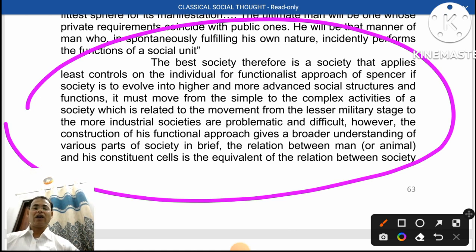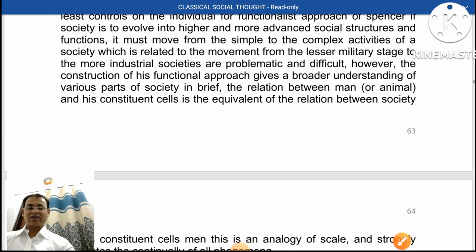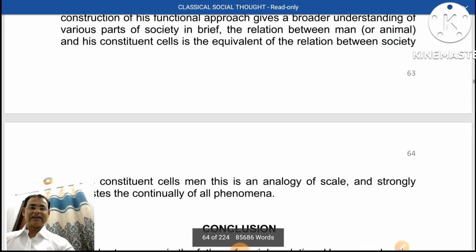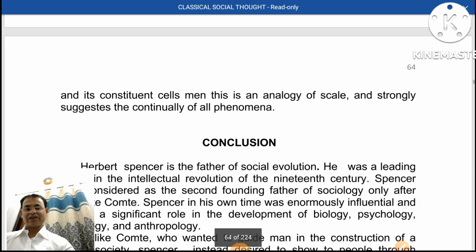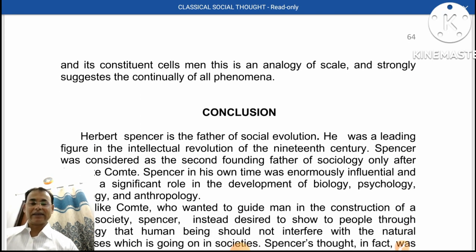If society is to evolve into higher, more advanced social structures and functions, it must move from simple to complex activities. The movement from the lesser military stage to the more industrial societies is problematic and difficult. However, the construction of his functional approach gives a broader understanding of various parts of society. In brief, the relation between man or animal and his constituent cells is equivalent to the relation between society and its constituent cells. This is the analogy of a scale, and strongly suggests the continuity of phenomena.